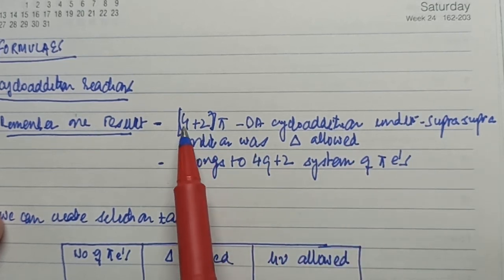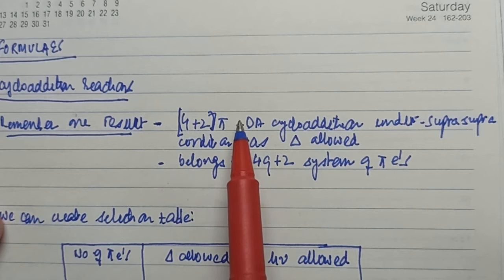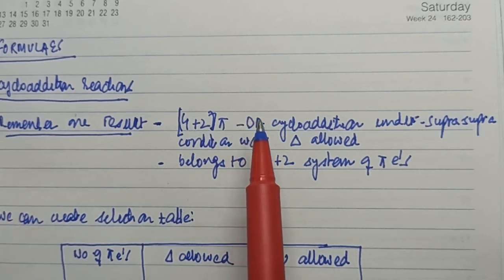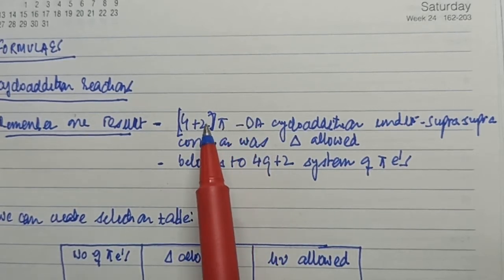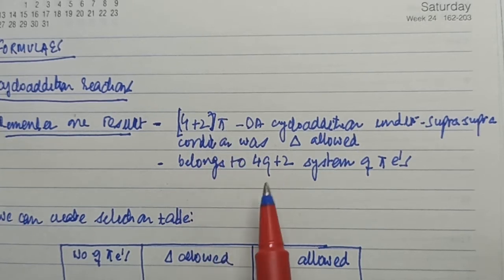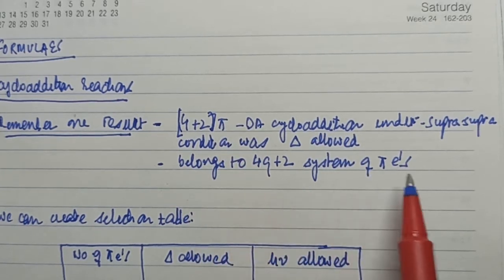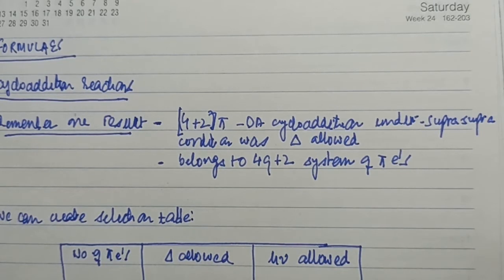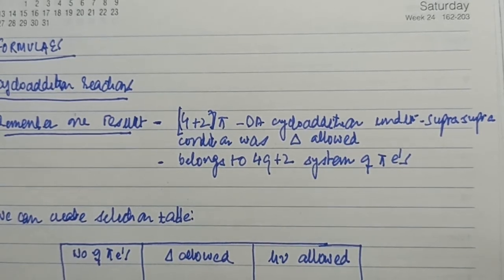We also know that since it's a 4 plus 2 pi cycloaddition reaction, it has a total of 6 pi electrons, and since it has a total of 6 pi electrons, this belongs to a 4q plus 2 pi system of pi electrons. Now let's create the selection table from this one result that we have remembered.